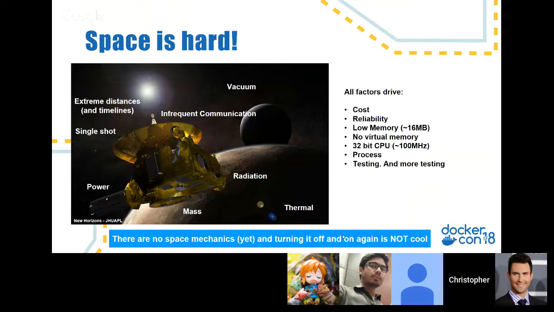So we don't have anybody that can go up and fix your spacecraft yet. The space shuttle isn't there anymore. So you got to get it right the first time.